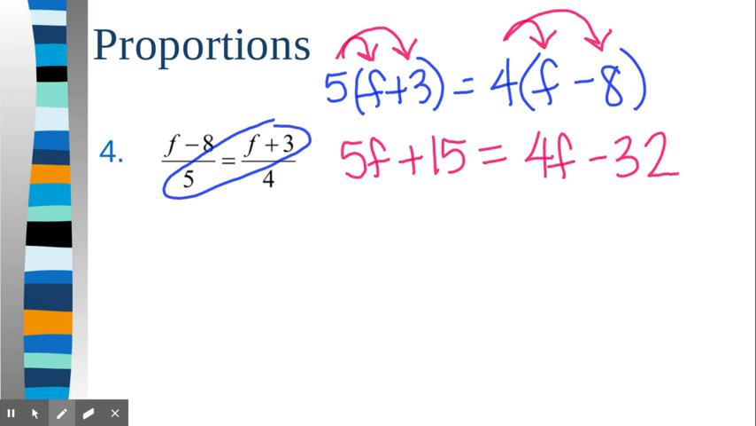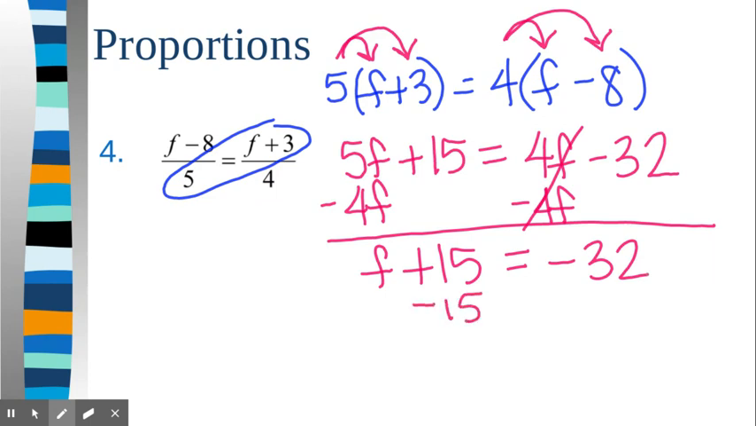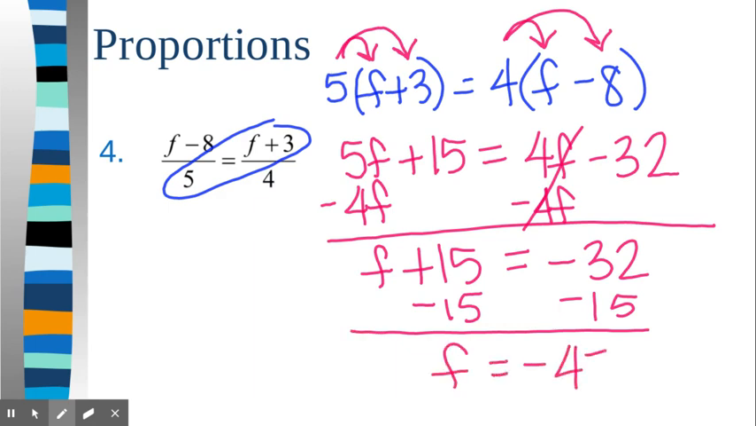Just like we solved equations with variables on both sides, I want to move my variables, ideally trying to keep that variable positive. So I'm going to subtract 4f from both sides. I'm left with f plus 15. And then on the other side, I'm left with just the negative 32. We'll subtract 15 from both sides. And we get f equals a negative 47.